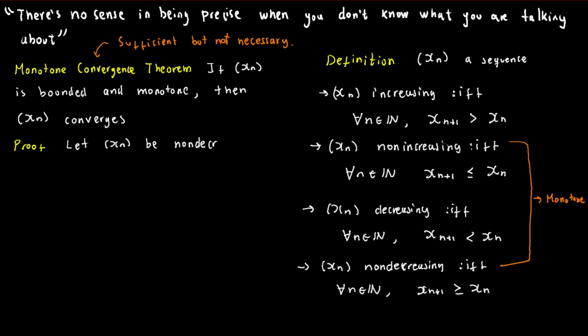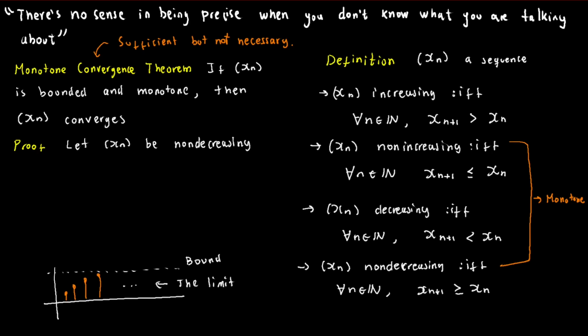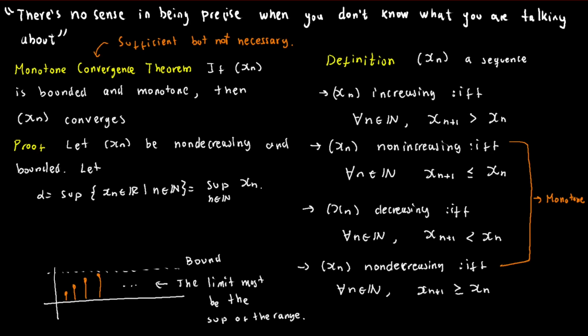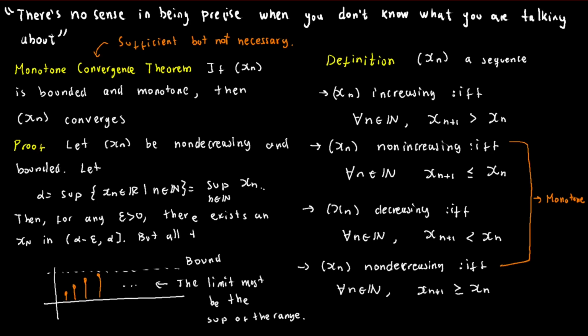Now, since the sequence is non-decreasing, a natural candidate for the limit is the supremum of the range of the sequence. Let's call that supremum alpha. For any given epsilon greater than 0, there exists an element x_n in the interval between alpha minus epsilon and alpha. But since the sequence is non-decreasing, every element of the sequence after x_n also lies in that interval. Therefore, alpha is indeed the limit of the sequence. Easy, right?